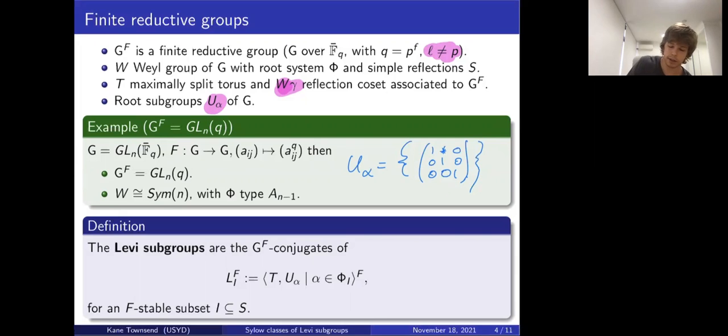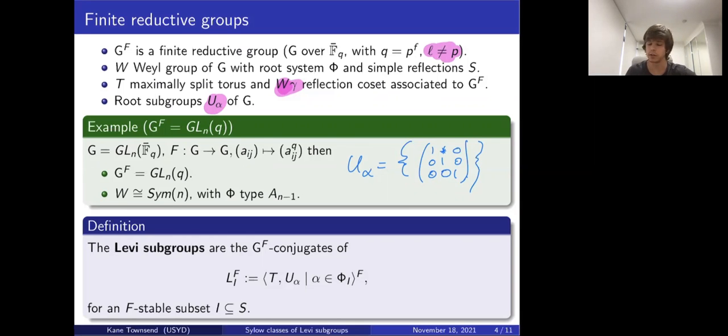And I've given a simple example here. So GF is equal to GL_n(q), and we've got G given by GL_n, and then we take the qth powers of all the entries and we find the Steinberg endomorphism fixed points of this group and subgroup, and we get GL_n(q), which has a Weil group of type A. And just as an example, these are what the root subgroups would look like, something along these lines.